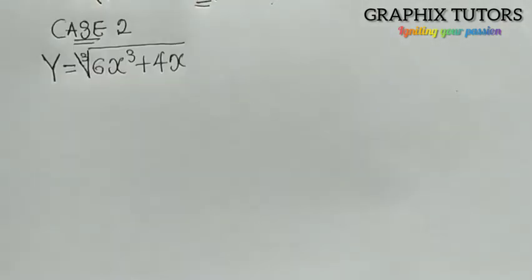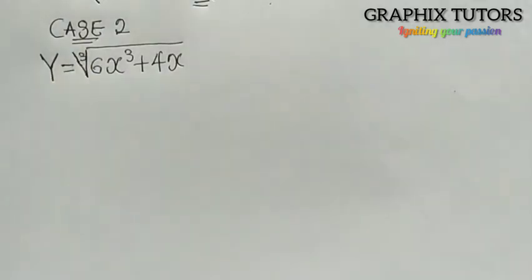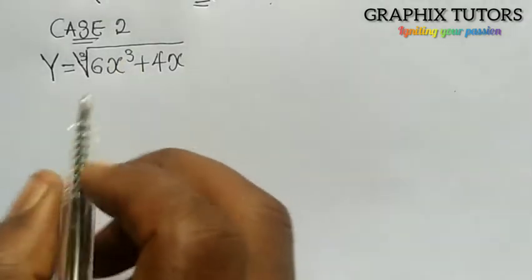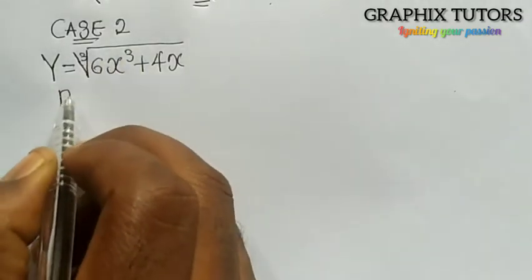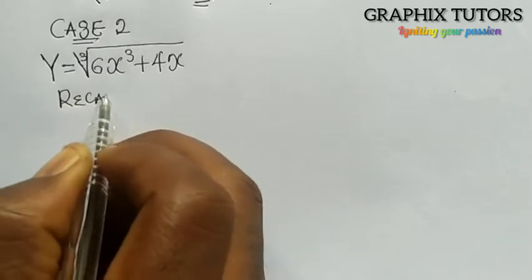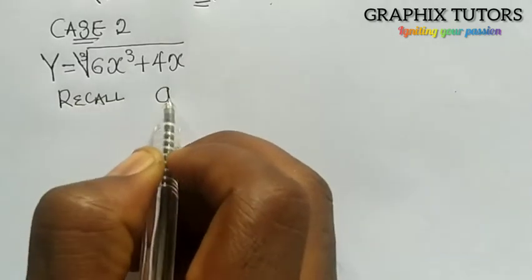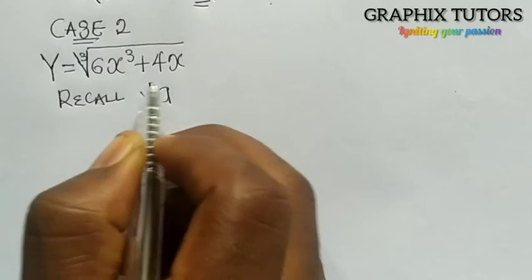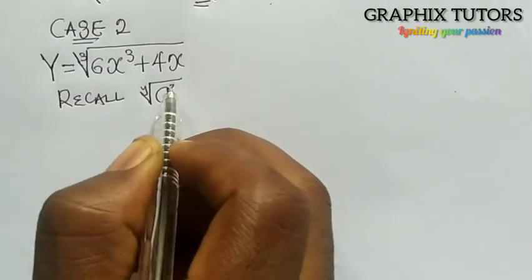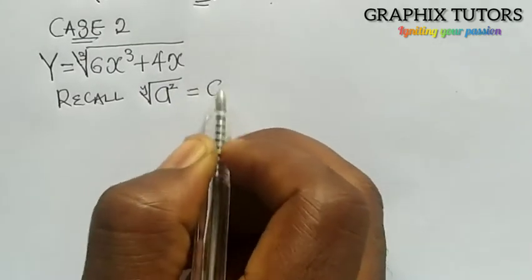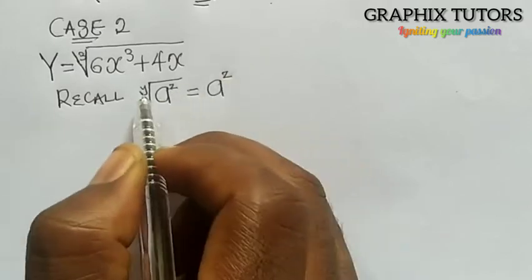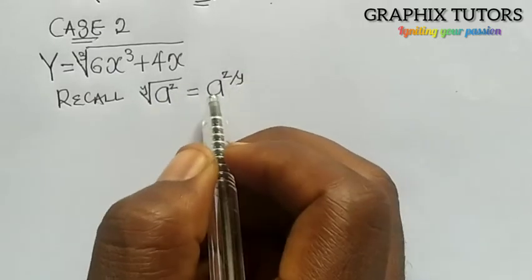Let's move to case 2. Case 2 is when I have a root sign. It can be a square root, it can be a cube root, but in this case, I'm having a cube root. So first of all, recall, if I have a and the root sign here is y, and this is z. This will give me a, whatever is up will remain up, whatever is inside there will always come down here. This is what we have now.